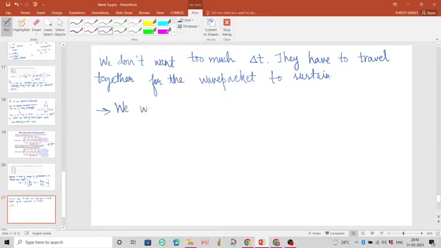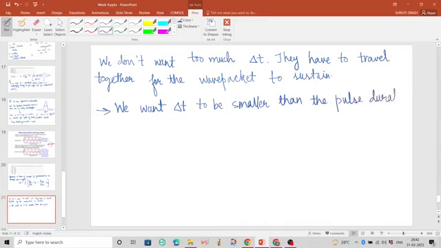So we want delta t smaller than the pulse duration. That is, the condition should be smaller than the pulse duration or almost equal to 0. Almost equal to 0 is the best.